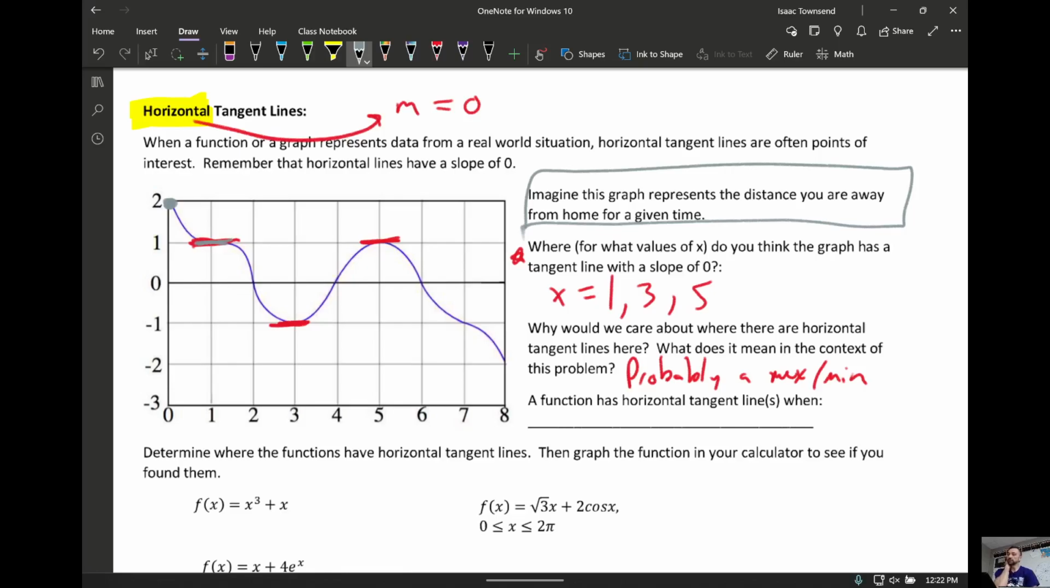Okay, a function has a horizontal tangent line when, okay, well what do all these have in common? Why are there horizontal tangent lines at x equals 1, 3, and 5? Okay, slope is 0, and in calculus terms, that means the derivative is 0. When the derivative is 0, you have a horizontal tangent line. Horizontal tangent lines often represent something important when we're talking about real-world problems.